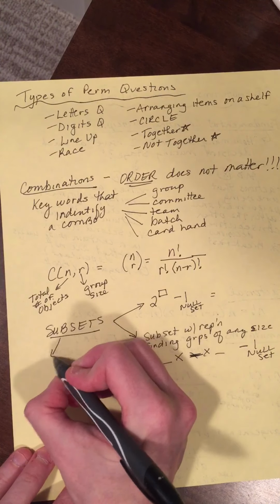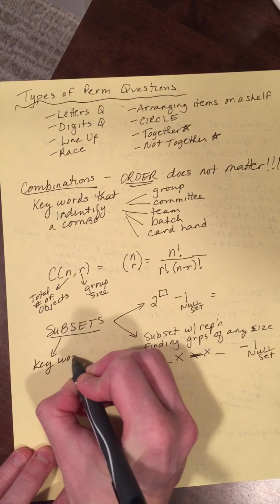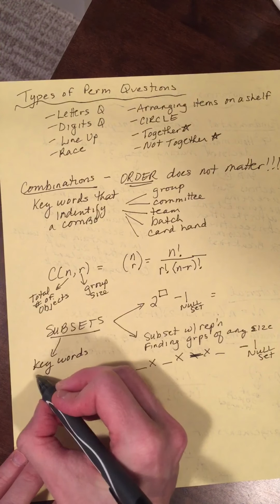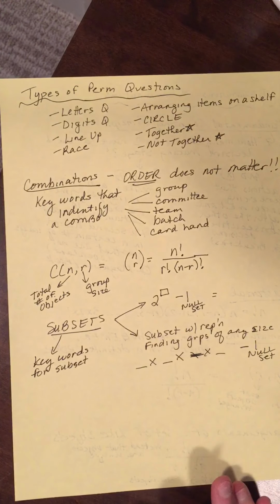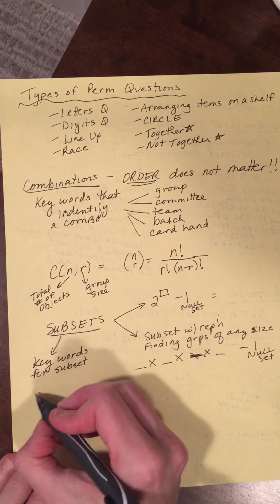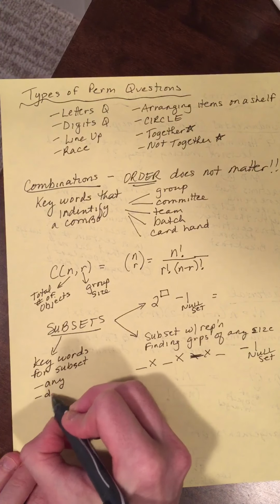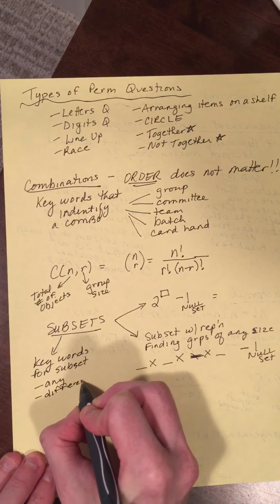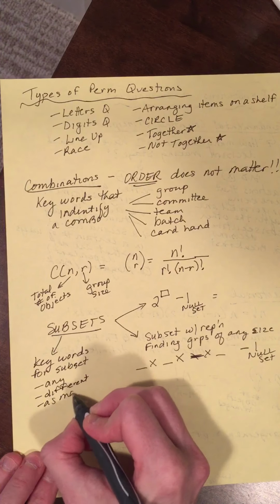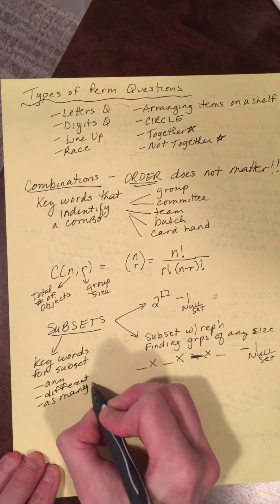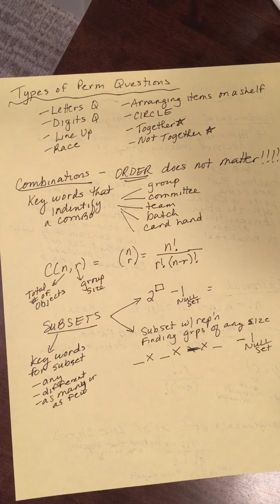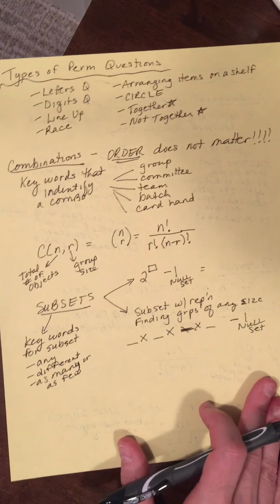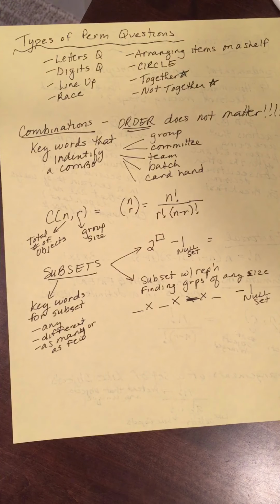The keywords for subset, and remember, with a subset, things were left very open-ended. Any, different, as many, or as few. Things were very, very left open. There was no definitive group size. It was very, very sort of airy-fairy, pick any size that you want.